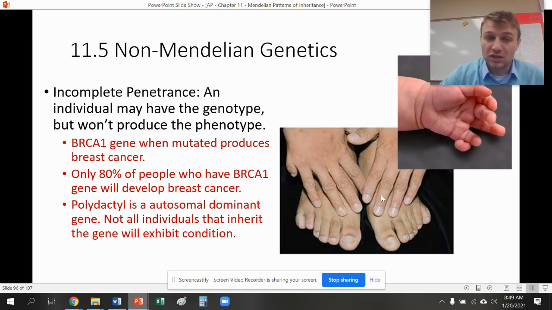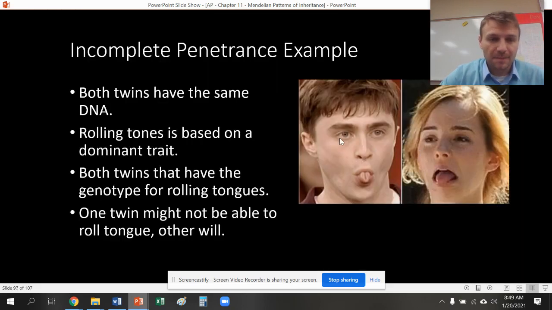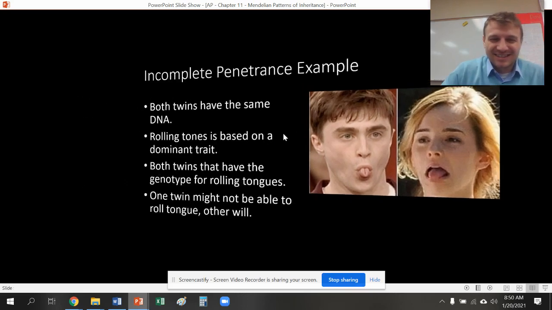Just because you have the genes for it doesn't mean you're going to express it. And this is just having more than one digit or more than five digits. I love putting this in here because again, you can have twins with the same exact genetics, but one can roll their tongue and one can't. And yes, rolling your tongue is genetic, and there's a little bit known like it is genetic, but it's also environmental as well. It's very interesting.